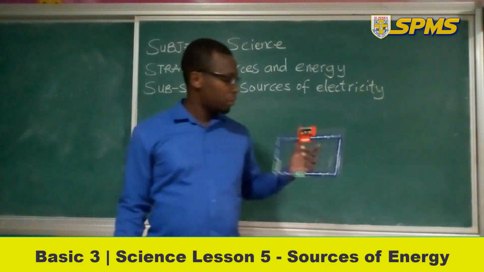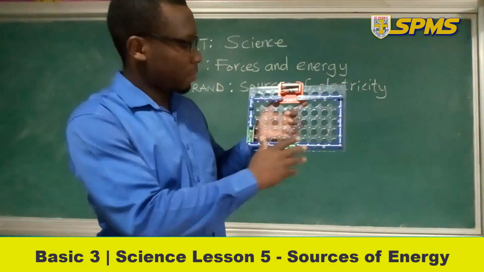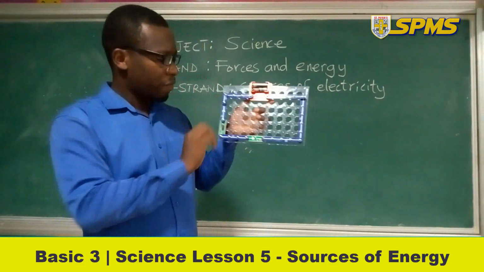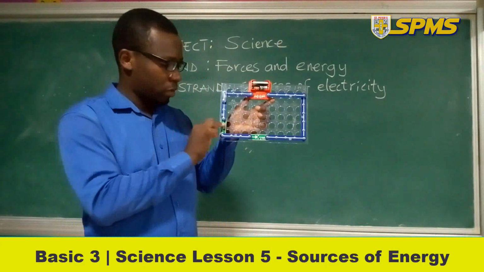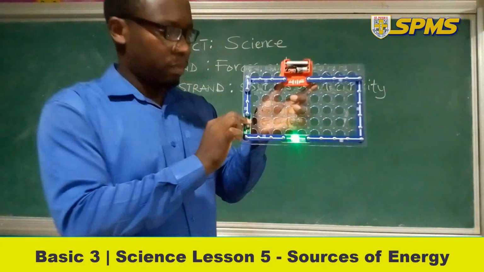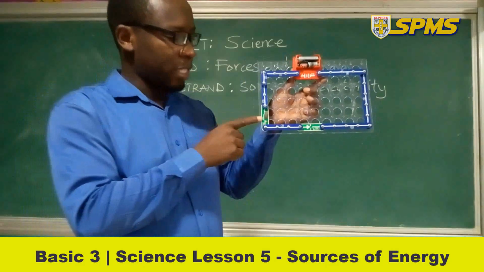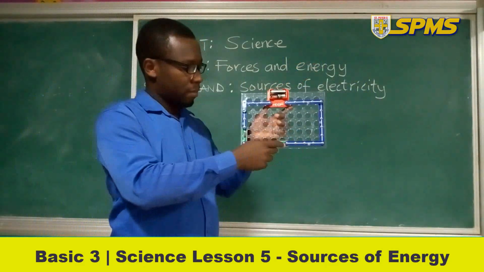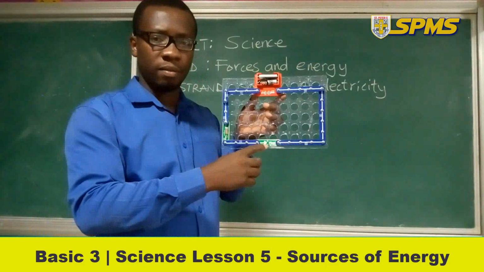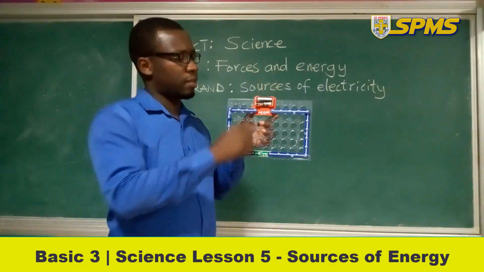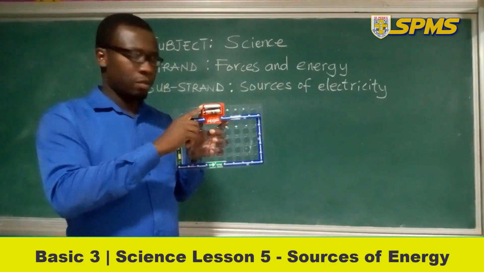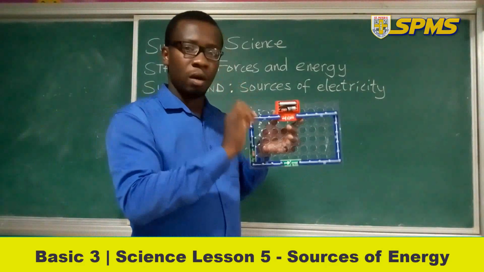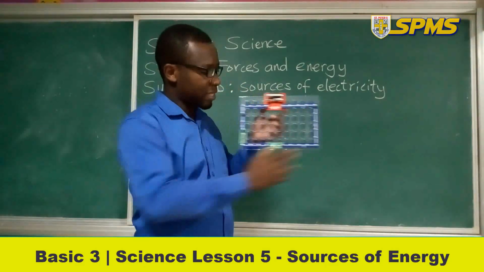My question to you is, from the circuit, which component produces electricity for the light or LED bulb to turn on? Can you guess? Is it a switch? Is it a battery? Is it a wire? Or the LED itself? Good! It's the battery. So we can say that the battery is the source of electricity for the circuit.